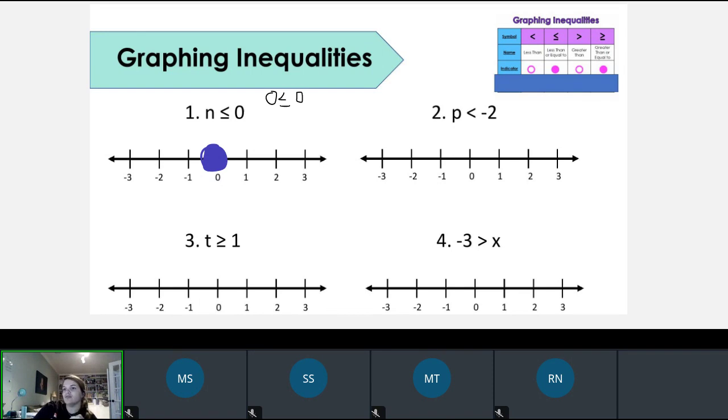So now I have to shade my numbers that are in my solution set. The reason that it's important that you're able to read your inequality signs is we have n is less than or equal to. So I want all of the numbers for n that are less than or equal to 0. So I'm going to shade all the numbers to the left. Any questions so far?